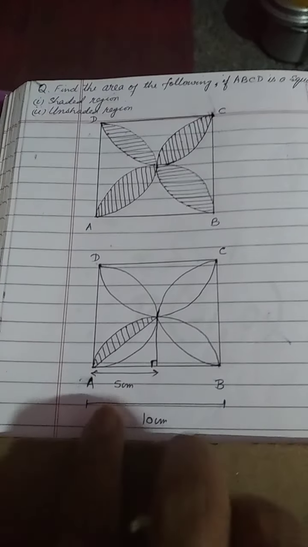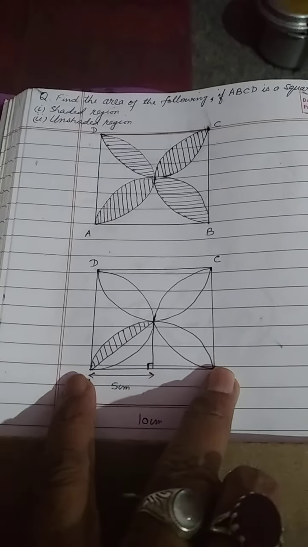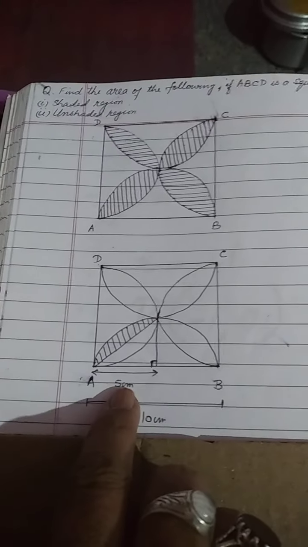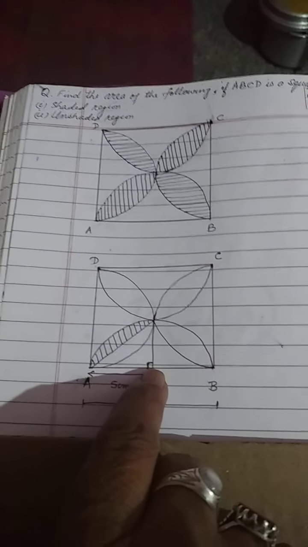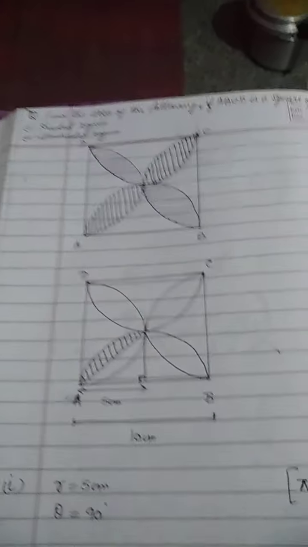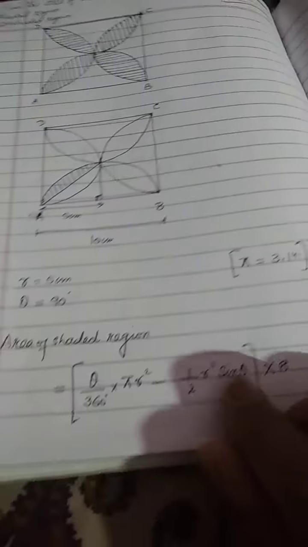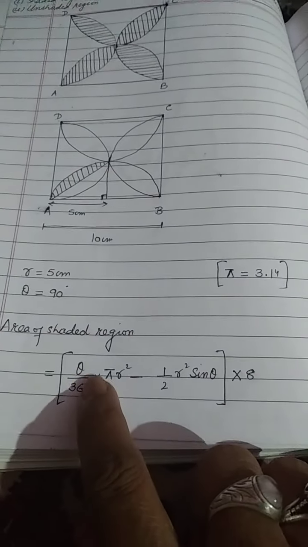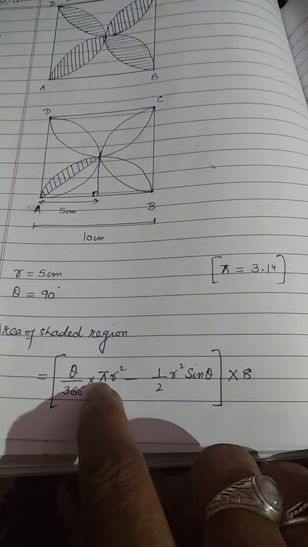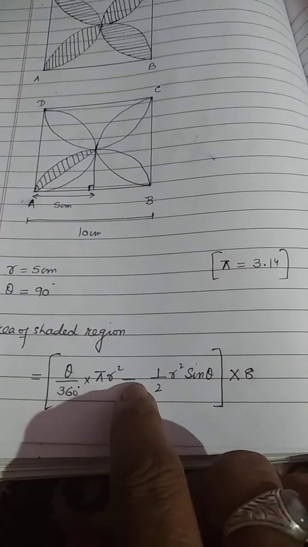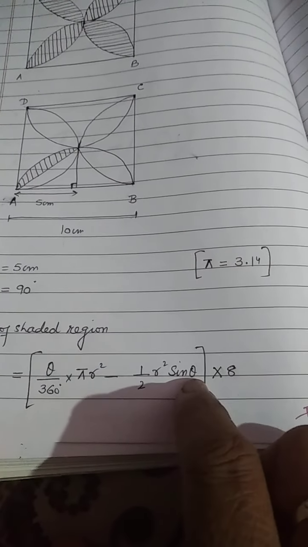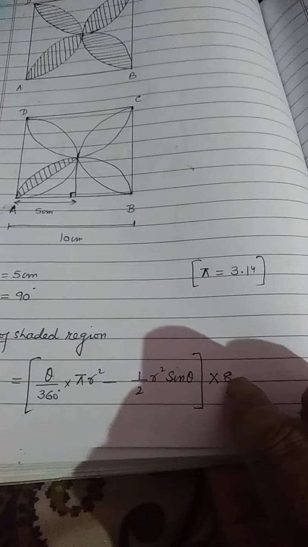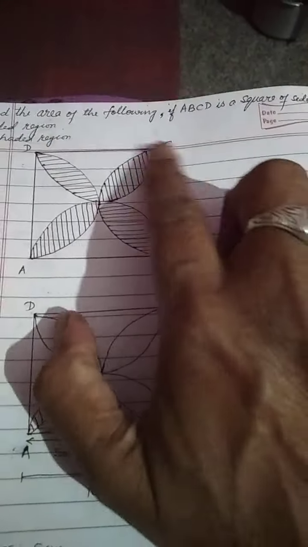Here the radius will be half of the side of that square, so that will be 5 centimeter, and here the angle is 90 degree. So you all know that the area of the shaded region will be the area of the segment, and the area of the segment's formula is theta by 360 degree into pi r square minus 1 upon 2 r square sin theta, and we will multiply it by 8 if you want to get the area of this full shaded region.